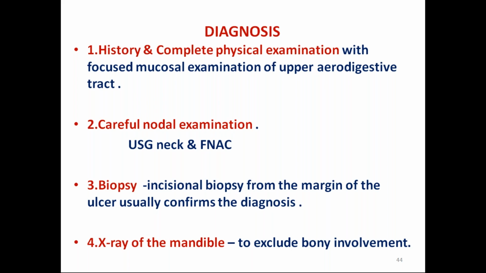After examination completely, we send him for radiological and pathological confirmation. Radiologically, we go for ultrasound neck, followed by FNAC of the lymph nodes and FNAC of the carcinoma of the tongue, followed by pathological biopsy. An incisional biopsy from the margin of the ulcer usually confirms the diagnosis, and also an X-ray to look for any bone involvement.